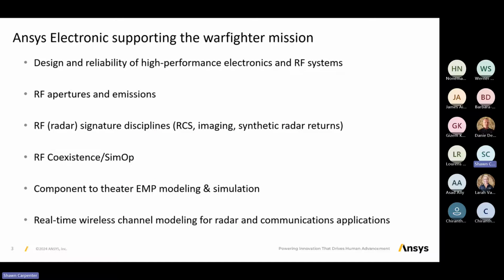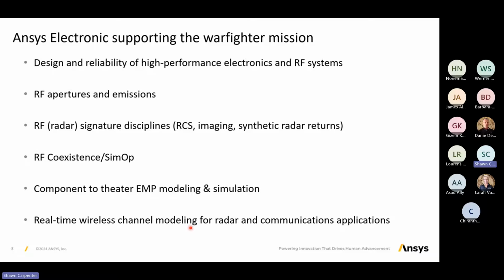Okay, enough of that. Let me just give you the roadmap for what I'm going to be talking about today. We'll start with design and reliability of high performance electronics and RF systems. I'll work my way into antenna systems and emissions. We'll talk a little bit about radar signature disciplines, and then into the process of dealing with and mitigating onboard interference, co-site interference effects when we have multiple radios or multiple emitters on the same platform or in the same local area.